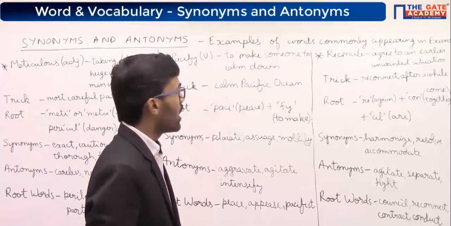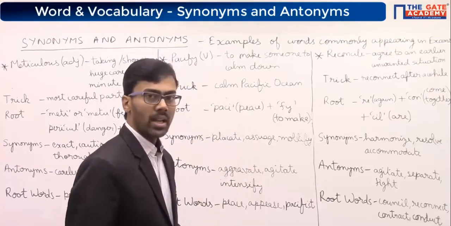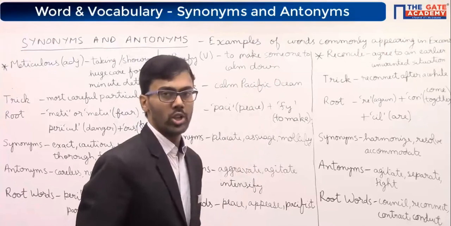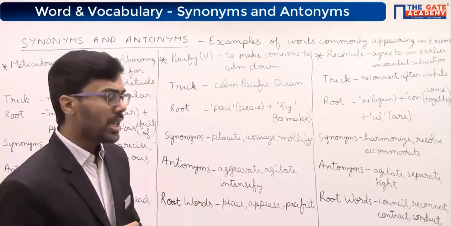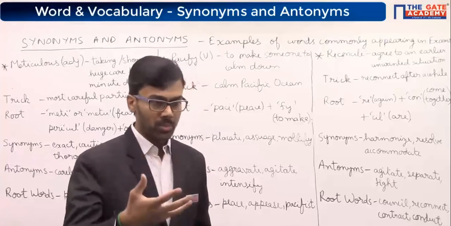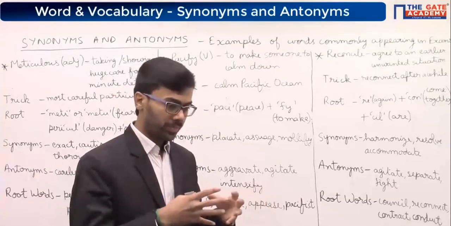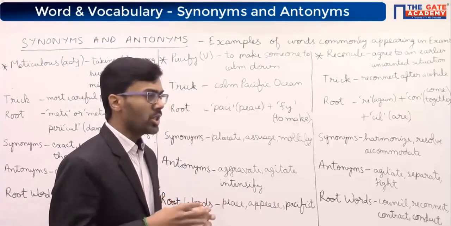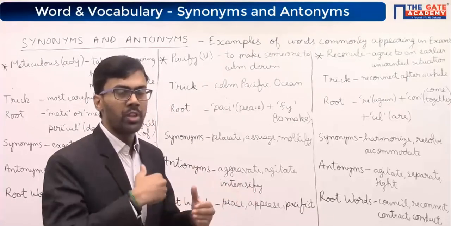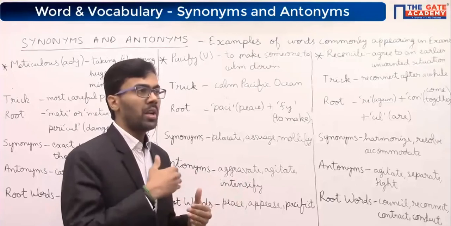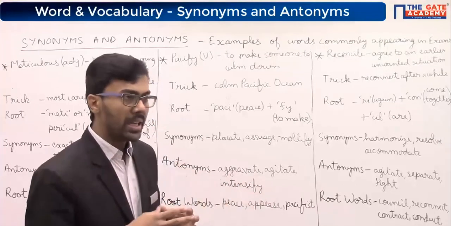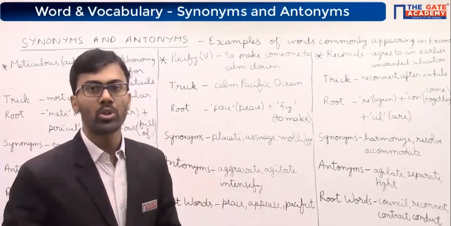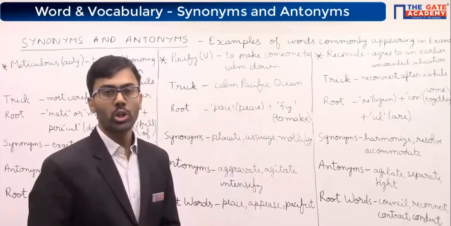The next example is reconcile. Now, reconcile is again a verb which means to agree to an earlier unwanted situation. Reconcile is usually used in terms of relationships. Those relationships could be between two people or two groups or two organizations. It is used when, for a certain period of time, some sort of differences or negative feelings existed between two sides, but later on those two sides decide to accept the situation and move on in a more positive way in their relationship. That process is called to reconcile.